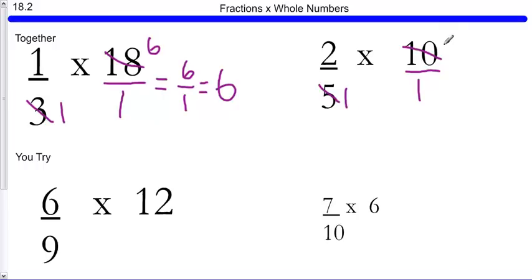5 divided by 5 is 1. 10 divided by 5 is 2. So now I can multiply across. 2 times 2 is 4. 1 times 1 is 1. And 4 over 1 equals 4.